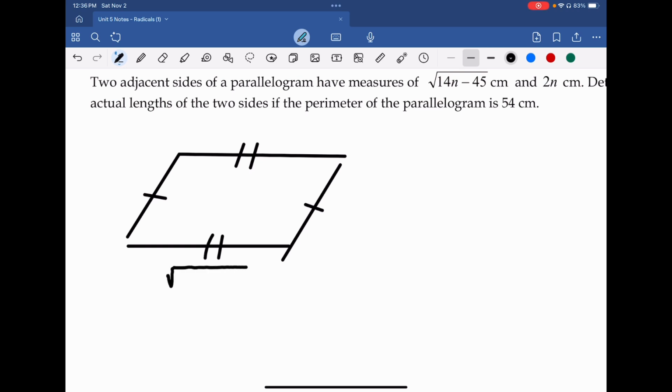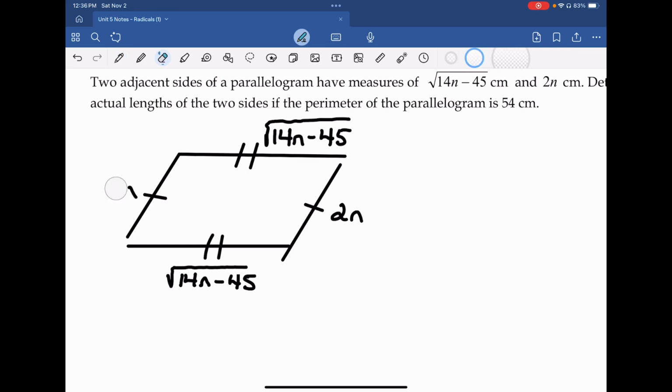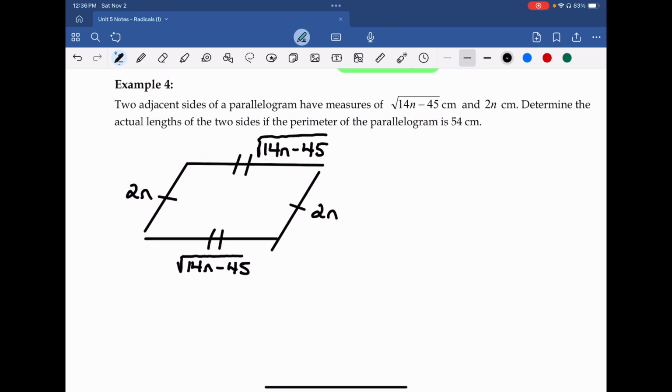Let's say that this side here is our square root of 14n minus 45, and that's for both of these here because it is a parallelogram. They share the same value. 14n minus 45. Our other ones are going to be 2n, so 2n and 2n. Now, if these are both 2n because they're parallel, and then we have 14n minus 45, which are the same length and they're parallel, they told us that the perimeter of this is 54. So to determine the actual lengths of this, we need to solve for the n value.